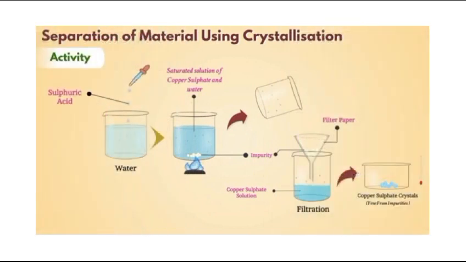Now let's discuss another activity. Take a cup full of water in a beaker and add a few drops of dilute sulfuric acid. Heat the water. When it starts boiling, add copper sulfate powder slowly while stirring continuously. Continue adding copper sulfate powder till no more powder can be dissolved. Filter the solution. Allow it to cool. Do not disturb the solution when it is cooling.